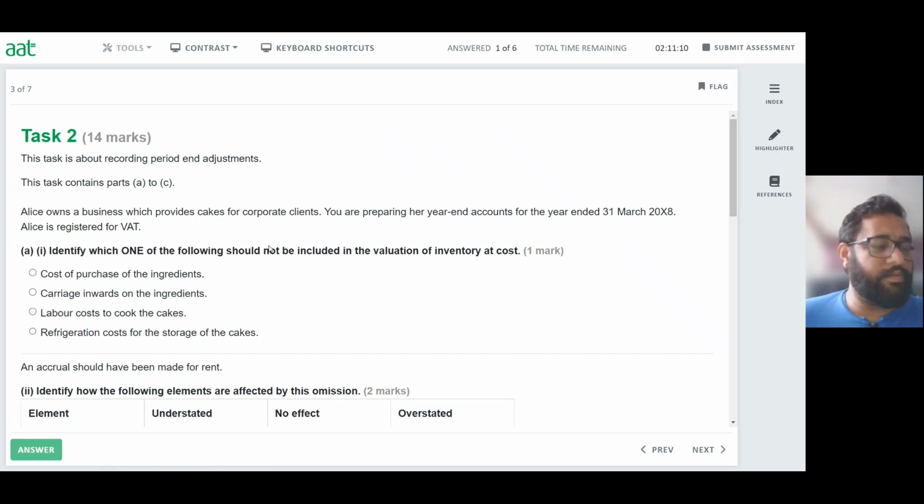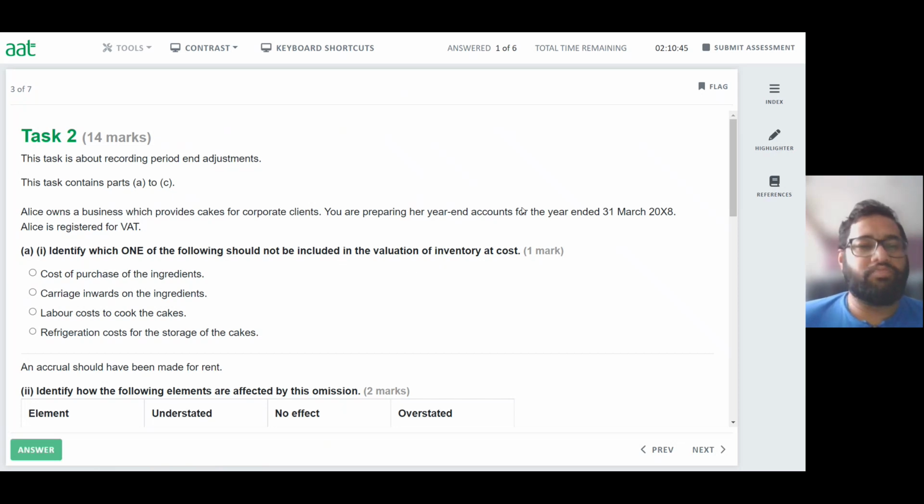It is related to a period and adjustments. So this task contains parts A to C. Alice owns a business which provides cakes for corporate clients, who are preparing her year-end accounts for the year ended on 31st of March 2018. Alice is registered for VAT. So they're saying here, which one of these following should not be included in the valuation of inventory at cost?